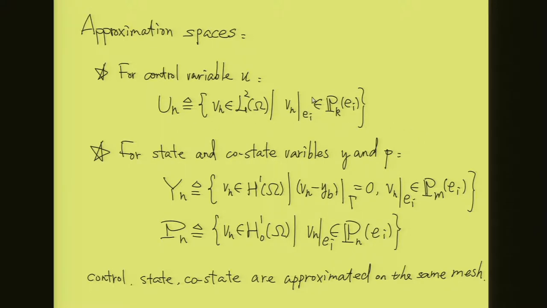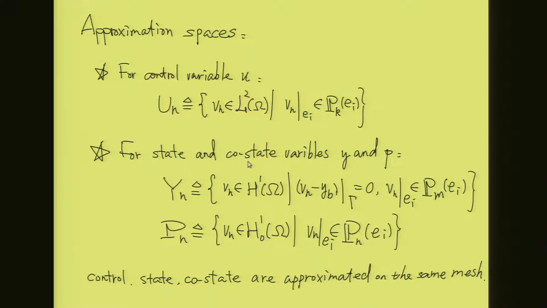Then on this mesh, we have the following approximation spaces. For the control variable, since U is in L2 space, we let the approximation space for U be this capital U sub H, and it's L2, and that means we do not need any continuity on the boundary of the elements, and on each element it is a polynomial.